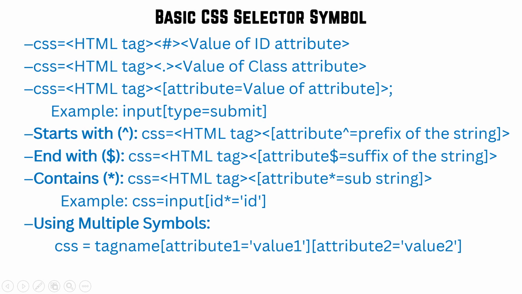So in case you know the ID, it's just tag name with the ID value. In case you know the class attribute without the space, you need to take the starting part and use tag name dot class value. In case you know some attribute name which is common, you can use tag name, square bracket, attribute equal to the value. Now in case you want to use multiple attributes, right?